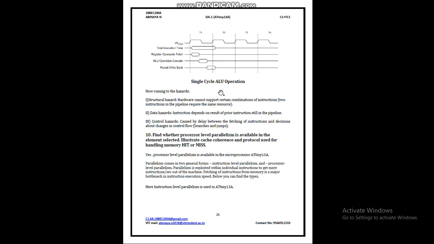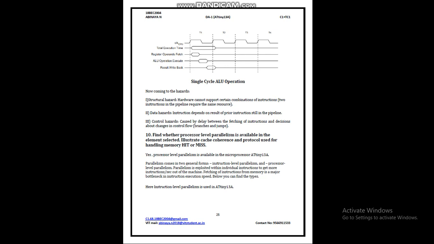Now coming to the hazards. The structural hazard is where the hardware cannot support certain combinations of instructions, like two instructions in the pipeline requiring the same resource. The hardware cannot support it.